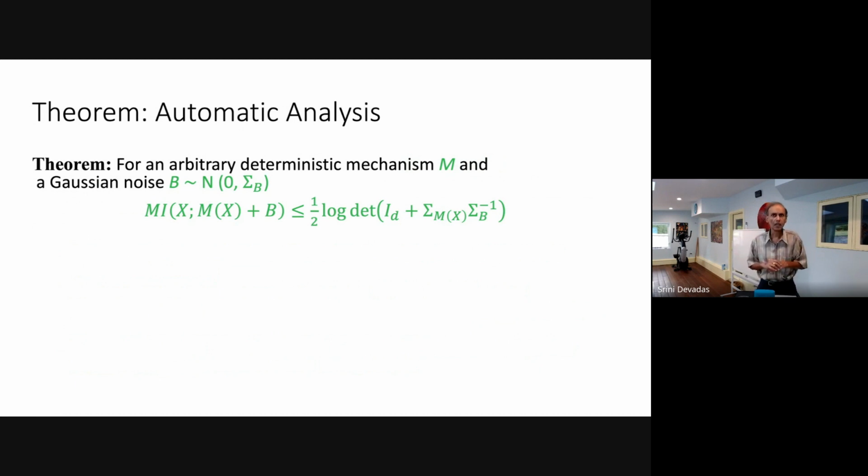What do we have here? So this is the basis of automatic analysis, and there's a bunch of things to parse here. On the left-hand side, we have the mutual information between M of X plus B now and X, right? On the right-hand side, we have a bound on this mutual information, and you have a determinant of a matrix. That's what DET stands for, and you see the covariance. So first, let's think about sigma M of X as being the variance of a single dimensional variable, and sigma B as being the noise, and you have a single variable in the noise.